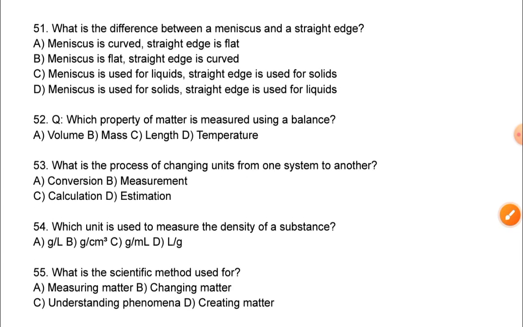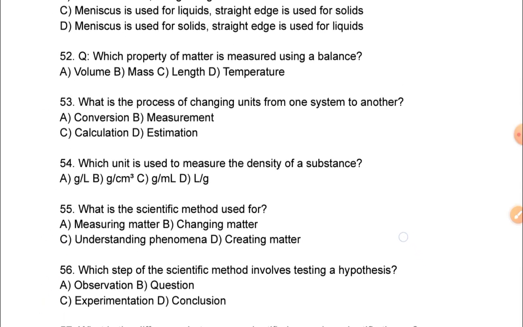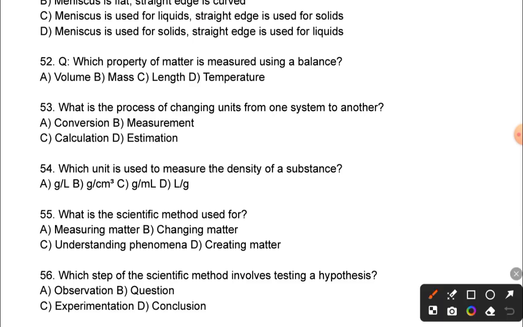55. What's the scientific method used for? A scientific method is used to actually understand a phenomenon. So the answer is C. 56. Which step of the scientific method involves testing a hypothesis? Question 56. Test a hypothesis when you are experimenting. So C.